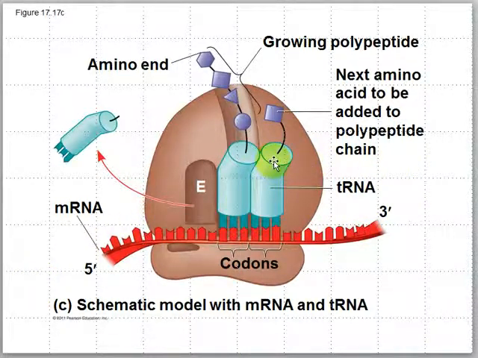We have the A, the P, and the E sites. The A site is where the amino acid is brought in by the transfer RNA. The P site is where the chain gets added onto. And the E site is where that transfer RNA then exits and goes off to find another amino acid to add to the chain.